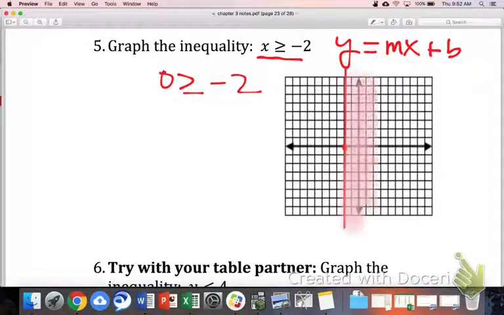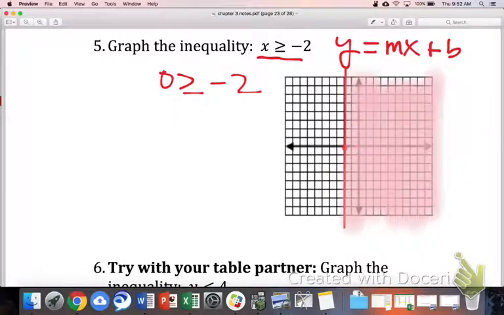Over here, I'd shade that right-hand side. All of the points over there should work. And if you think about it, aren't all of the x-coordinates in that region bigger than negative 2? No matter which point you pick, all of the x-coordinates will be something bigger than negative 2. So that would be my answer for number 5. Any questions?